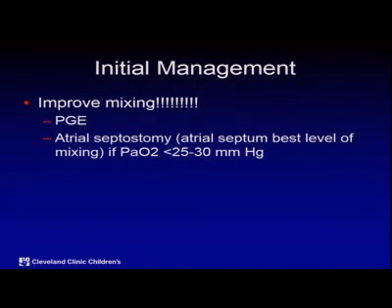How do you manage them? You have to improve the mixing between these two parallel circulations by opening the ductus, and if that doesn't work to give you a better PaO2, then the cardiologist is going to do an atrial septostomy.